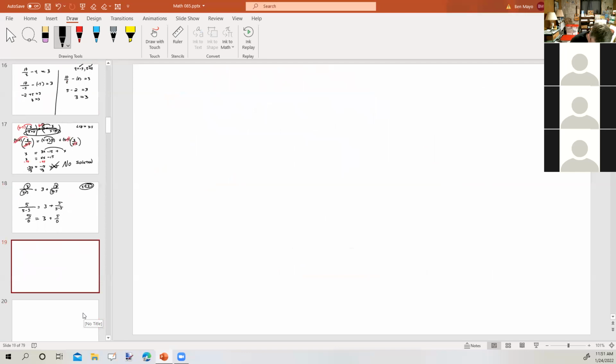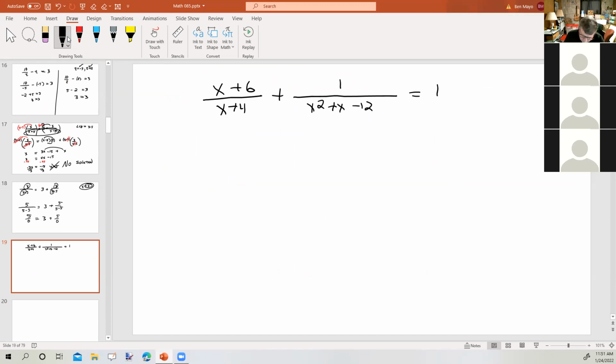New problem. X plus 6 over X plus 4, oops, plus 1 over X squared plus X minus 12 equals 1. All right, in order to find the least common denominator, I'm going to have to factor each denominator. The first denominator, X plus 4, is just fine the way it is. The second denominator, X squared plus X minus 12, could be factored into X plus 4, X minus 3. Okay. So now we'll just go with the factored form of the denominator.